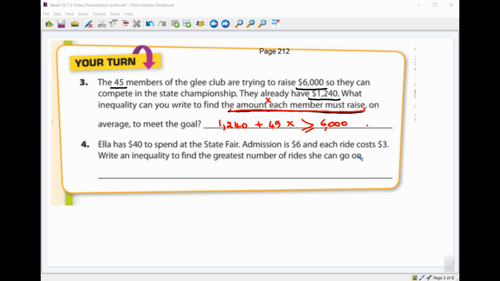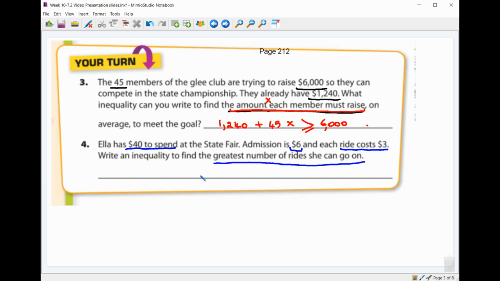Let's go ahead and read it the second time and annotate it. Ella has $40 to spend. She's able to spend up to $40. Admission is $6, and that will happen one time. And each ride costs $3. Every time she goes on a ride, she's going to spend $3. The problem is asking us to write an inequality to find the greatest number of rides she can go on. How many rides can she go on?